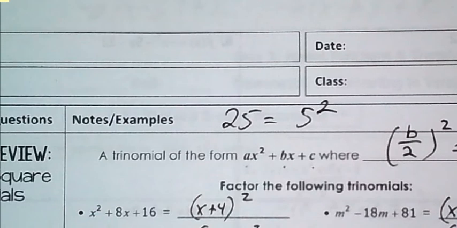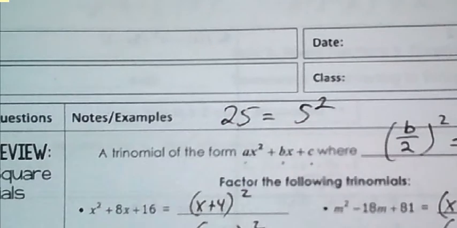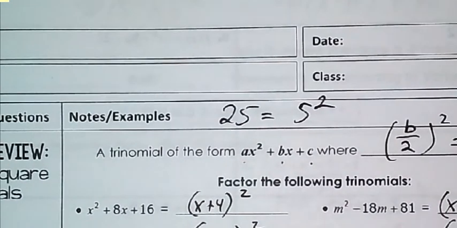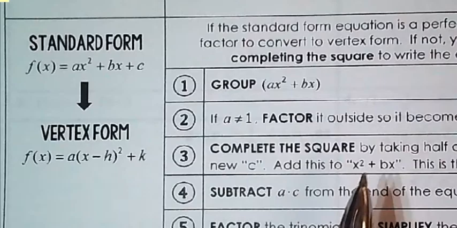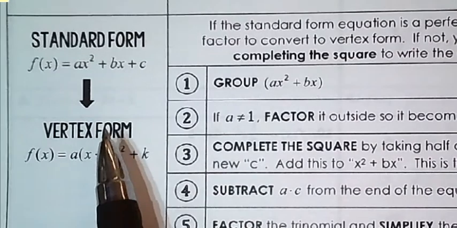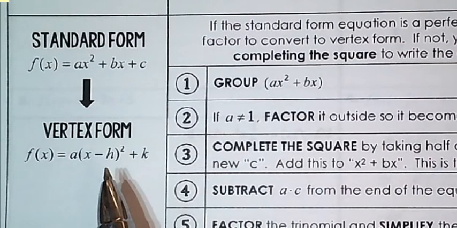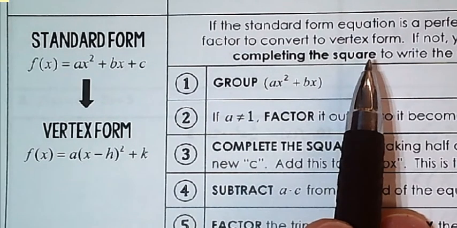Now, you can only do this this fast when it is a perfect square trinomial. But the reason we're talking about this is because we're about to create perfect square trinomials, which allows us to do this every time, because we are actually creating the perfect square. That's what this process is all about. Standard form converted to vertex form requires us to complete the square. That is, to make a perfect square trinomial.